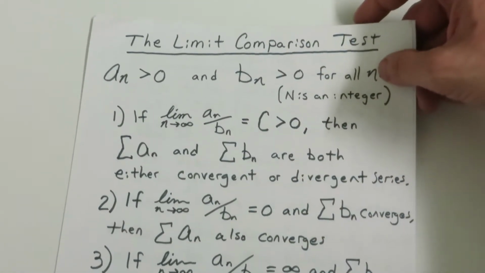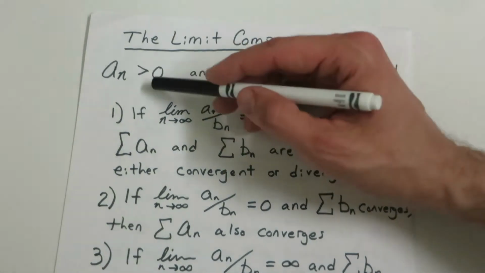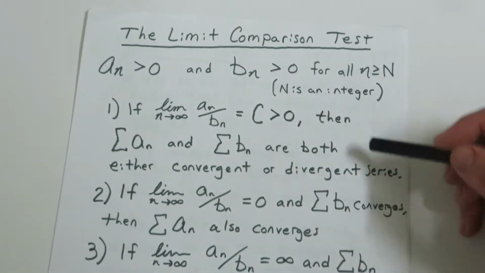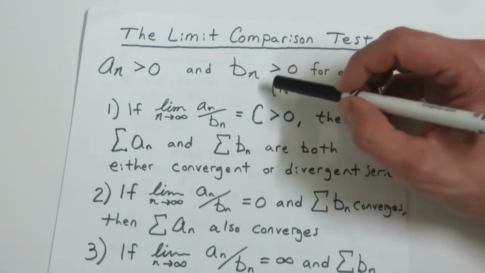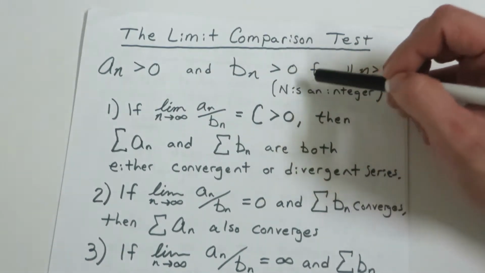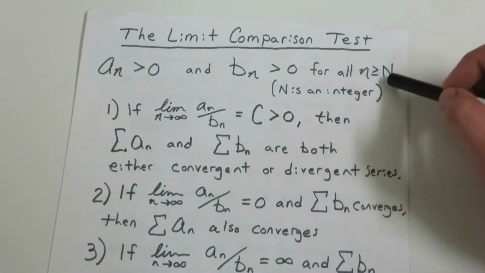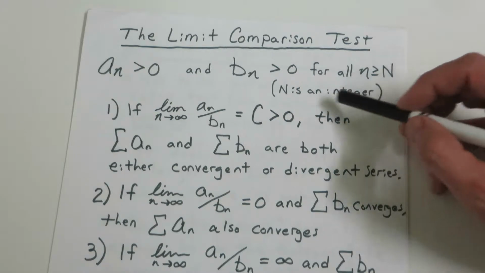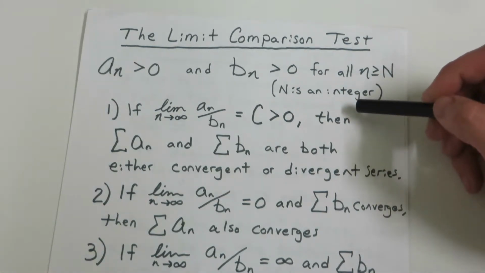Our limit comparison test tells us that if we have some sequence greater than 0 and another sequence, we'll call these a sub n and b sub n, another sequence which is also greater than 0, and this is true for all n greater than some integer N, then one of three things is possible.